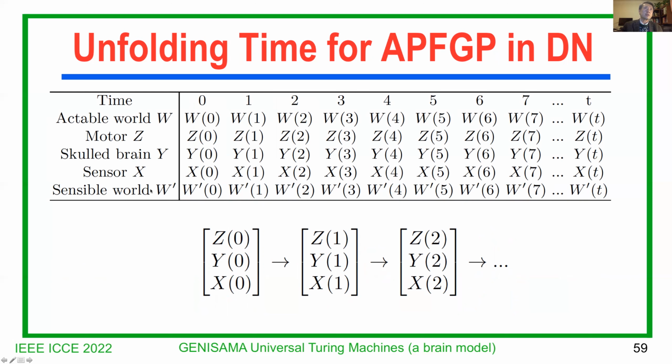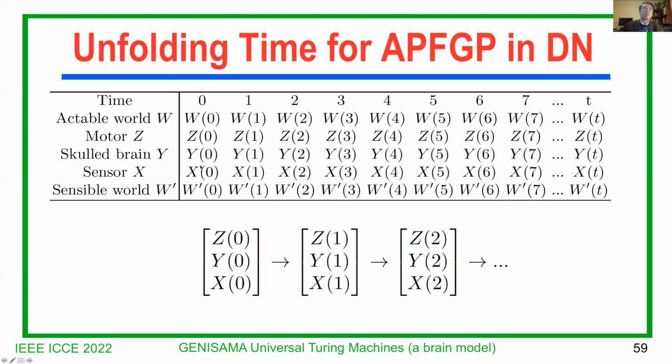You consider the sensible world W prime, then sensor X, which is here, in the space of the sensory input. Then the brain closed, Y here. Then you have motor Z. Z can be, you said, the active world. Do you see that? Over here I have 0, 1, 2 as time. I have another row, which is 0, 1, 2 time. And you see that this is unfolded time.